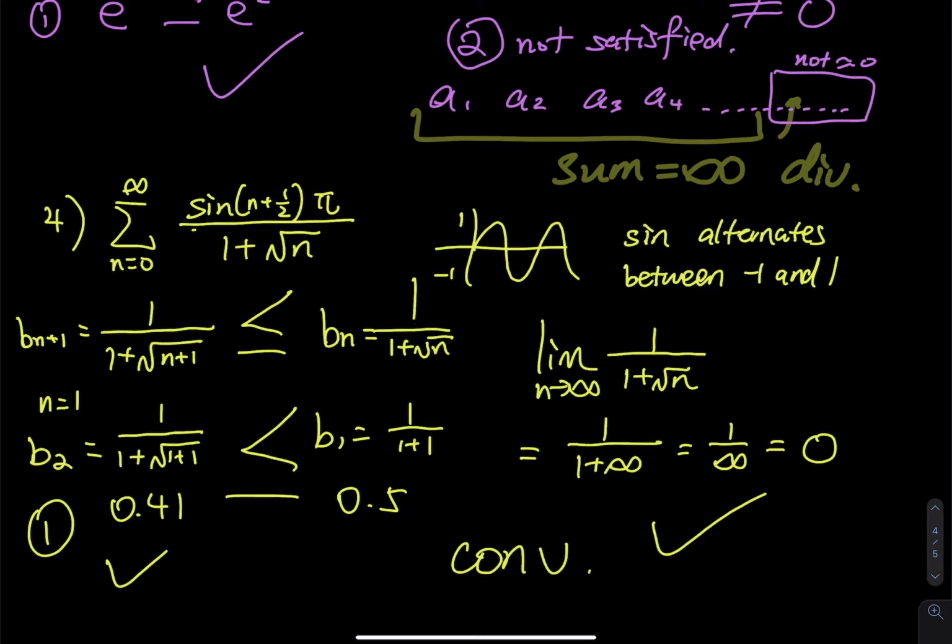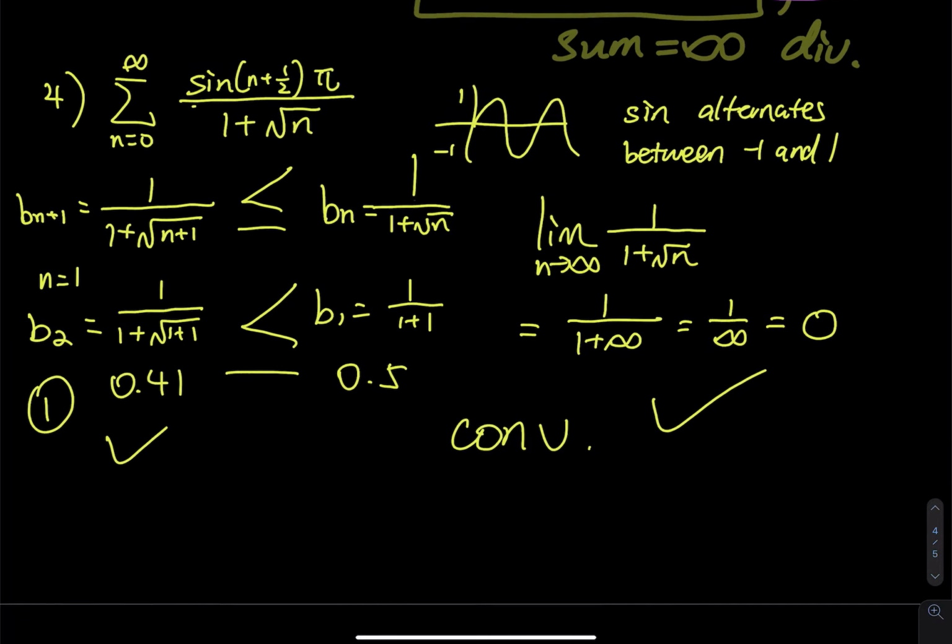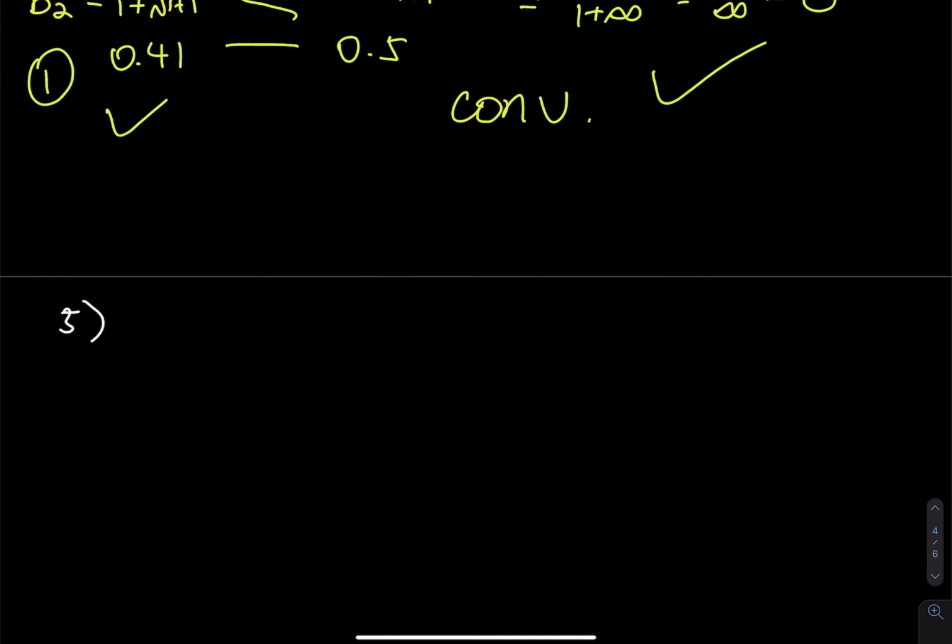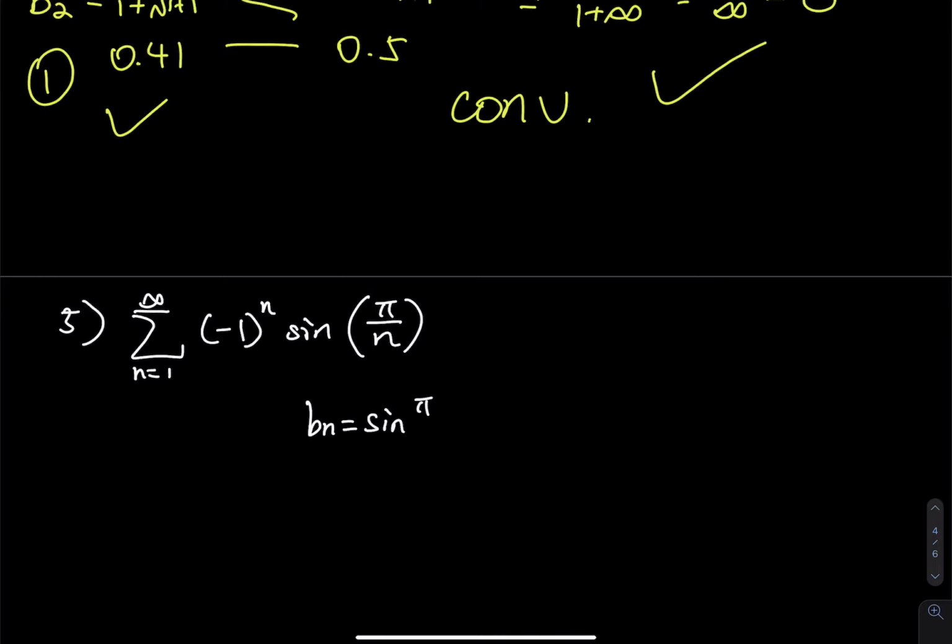And then let's move on to number 5. Let's switch to another color for number 5. So number 5, we have the sum, n goes from 1 to infinity, of negative 1 raised to the nth power, times sine of pi divided by n. So the negative 1 raised to the n proves that this is an alternating series, right? So that means we have to work on the sine then. So the Bn is equal to sine pi divided by n, and then for n plus 1, you just change the n to an n plus 1: pi divided by n plus 1.